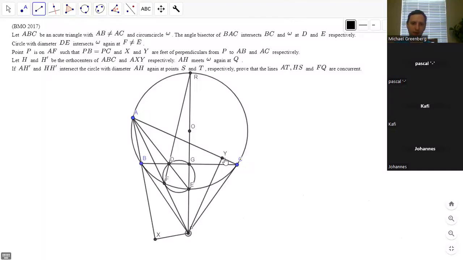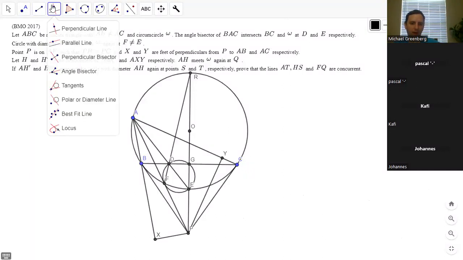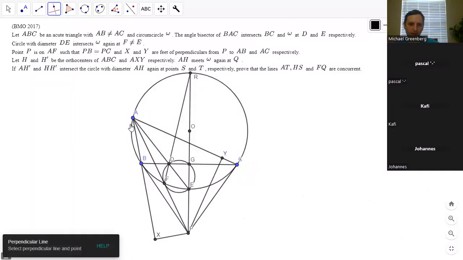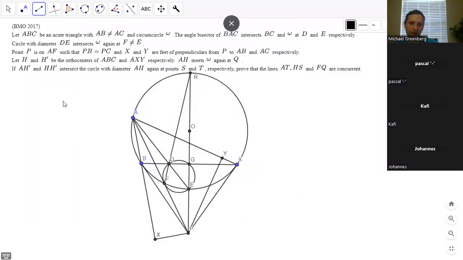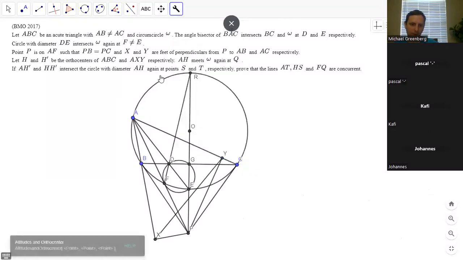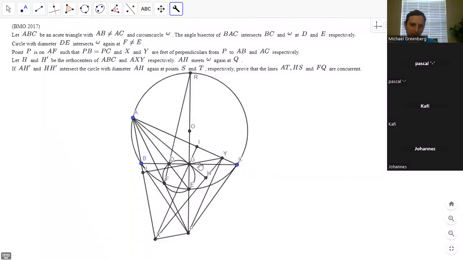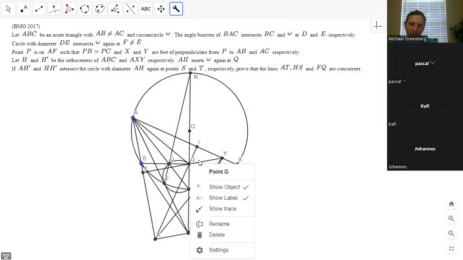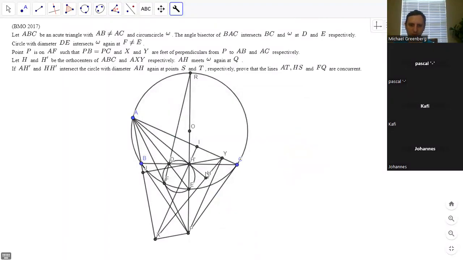AXPY is cyclic. We want H prime to be the orthocenter of AXY, and then we want to draw the orthocenter of ABC. So I could use the tool for AXY. But for ABC, I'm going to have to draw it manually. It looks like that orthocenter lies on BC. I don't know if that's obvious. Let's call this Z.